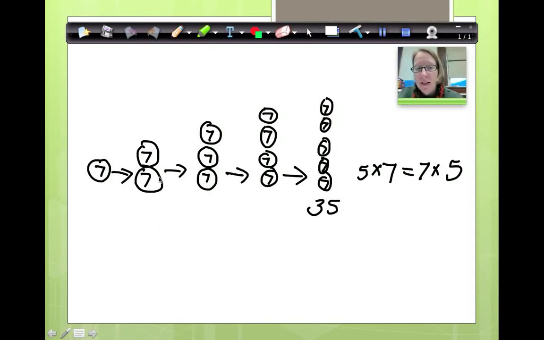Now each one of these I've added one more 7, haven't I? I did 3 7s plus 1 7 over here. I did 4 7s plus another 7 over here. Well, let's imagine that we can move on with our picture. Okay? Let's erase this so we have a little bit more room.